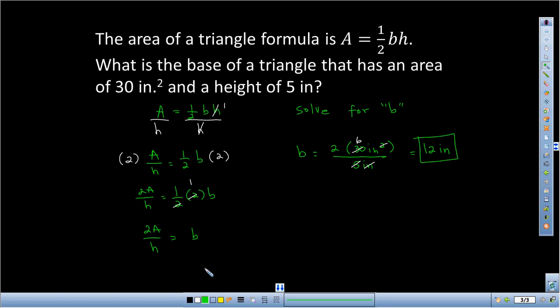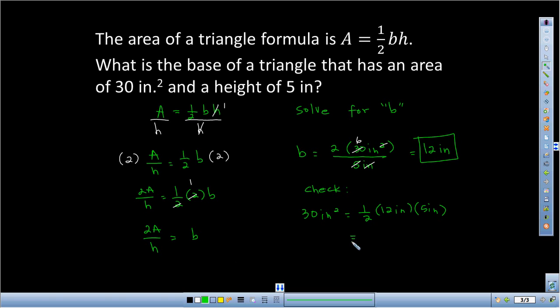Now just for fun we can do a quick check because we know the area formula. The area was given as 30 inches squared, so I'm just going to write here, let's just do a quick check just to verify. The given area was 30 inches squared. And then we have 1/2 times the base we calculated as 12 inches. The height was given as 5 inches. Now let's see where that takes us.